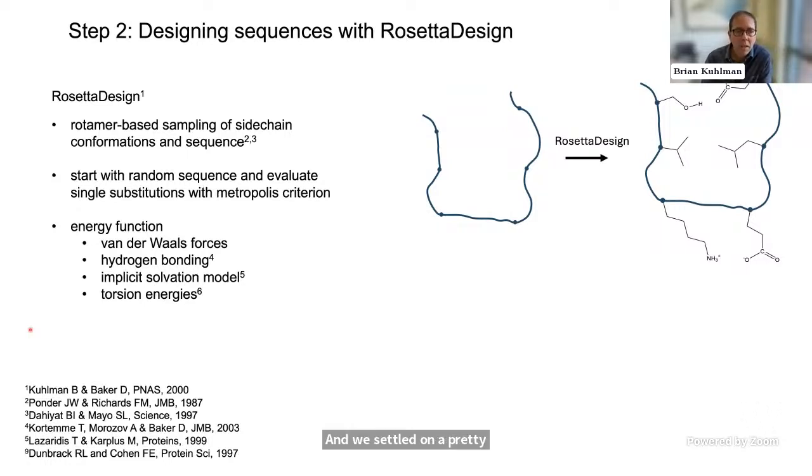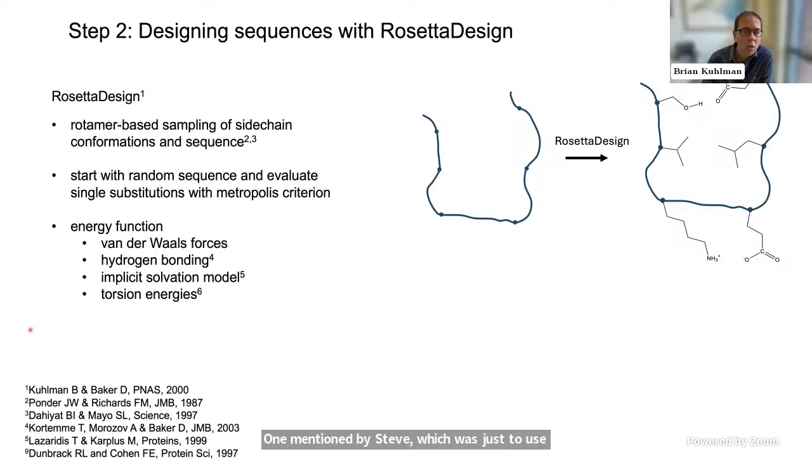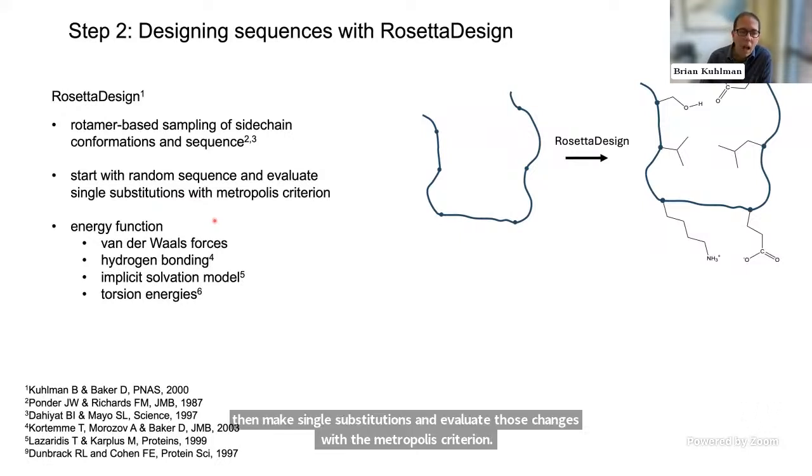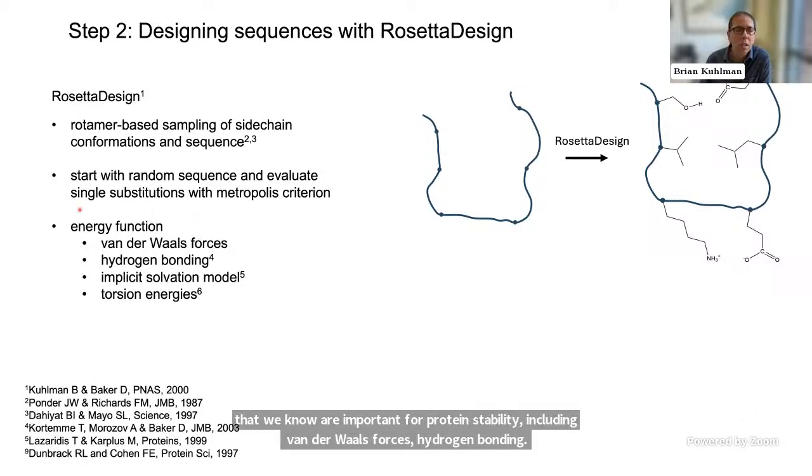One mentioned by Steve, which was just to use Metropolis Monte Carlo. So we would just start with a random sequence and then make single substitutions and evaluate those changes with the Metropolis criterion, using an energy function that favored the terms that we know are important for protein stability, including van der Waals forces, hydrogen bonding, an implicit solvation model, and torsion energies.